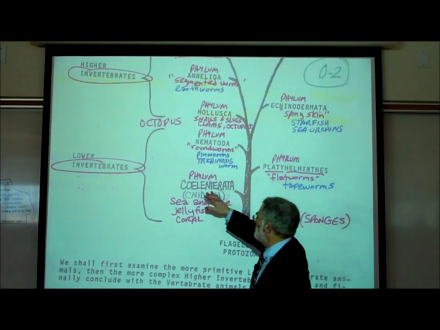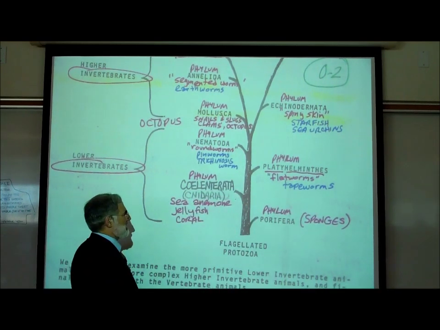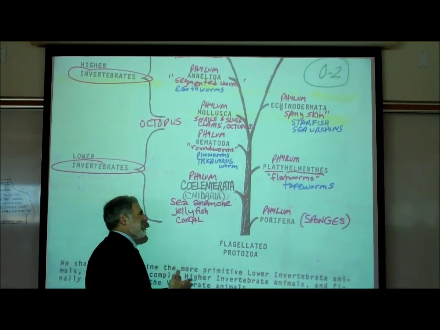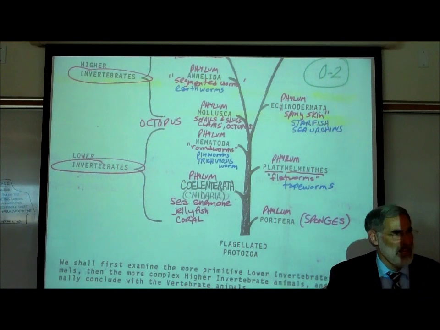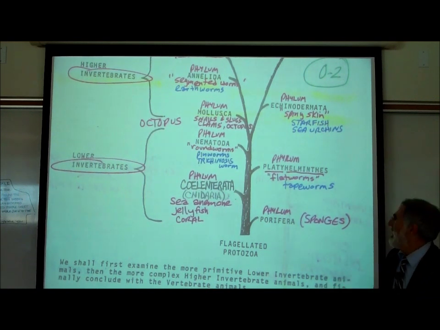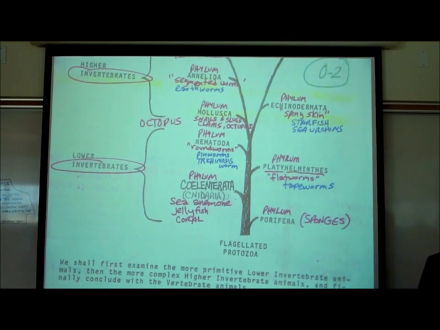Then there's phylum Coelenterata or Cnidaria. Either term is acceptable. And these include the sea anemones, or if you watched Finding Nemo, the anemones, and the jellyfish and the coral. We'll have more to say about those.